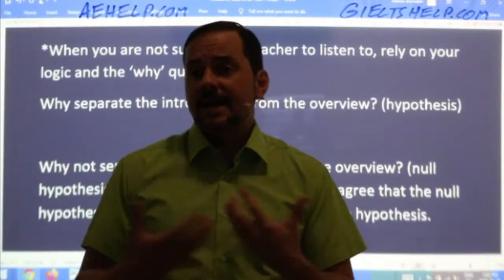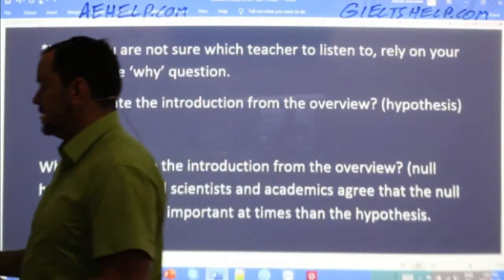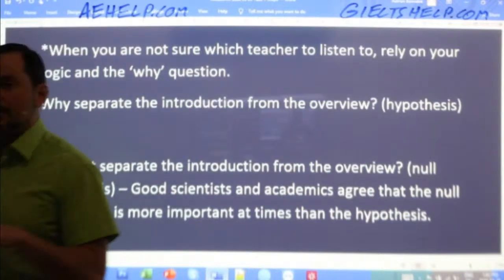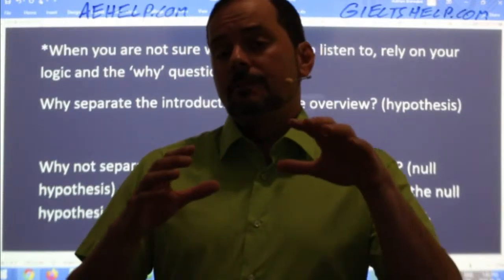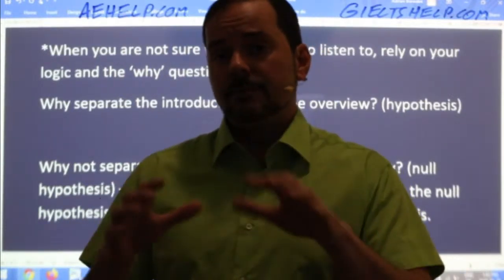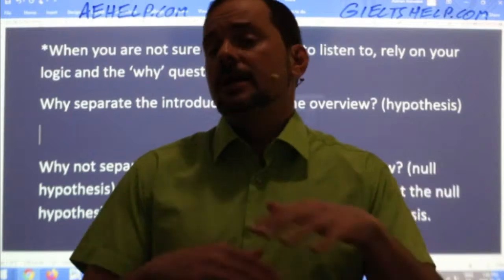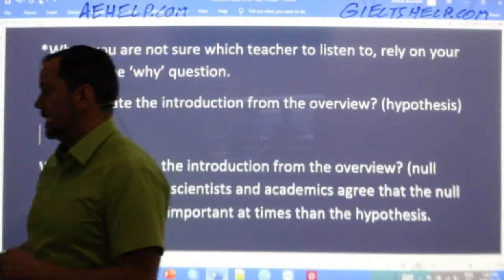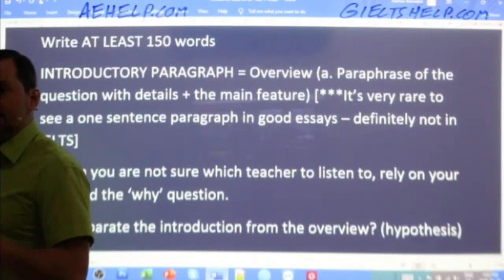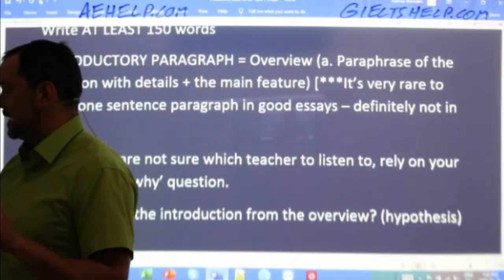What would be the sense of this? So let's write the overview. Maybe one way to do this is let's write the paraphrase with details, then we'll write the main feature, and then we'll look at them separately, and we'll look at them together. Of course, let's look at an example. That could help, right? So keep thinking of your answers, but you don't have to answer me yet.